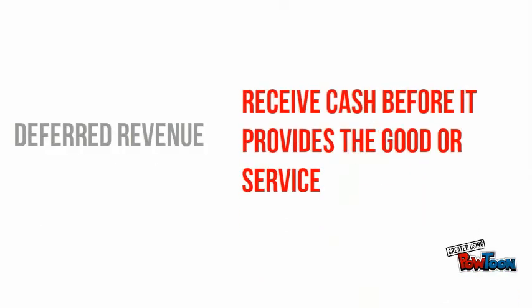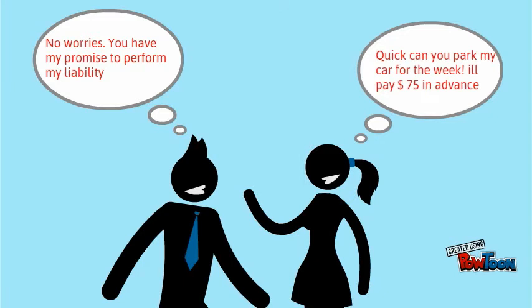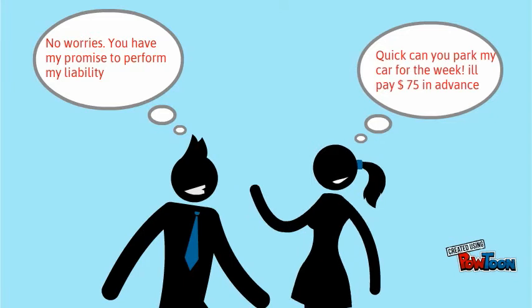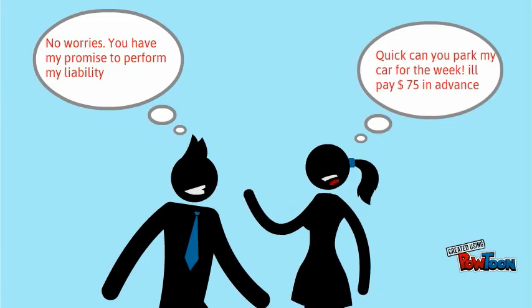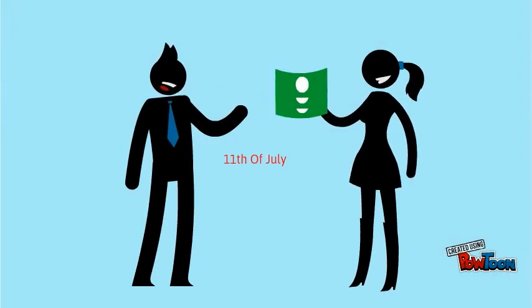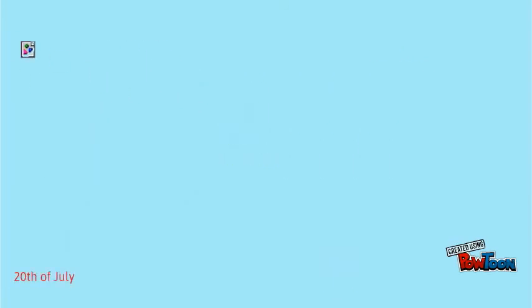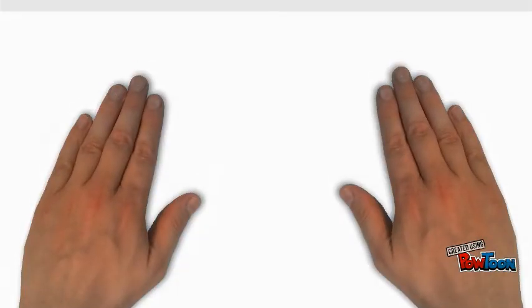Deferred revenue is defined as when you receive cash before providing the good or service. If Sally pays John to park her car for the next week and the payment is given in advance, this is considered a deferred revenue. John now has a liability. The liability comes from the fact that John has been paid before providing the service. Since the service is provided after the payment, we can therefore successfully conclude that this is a deferred revenue.